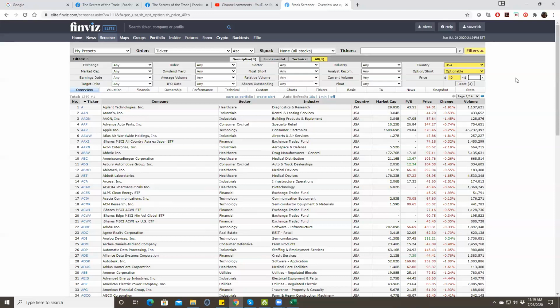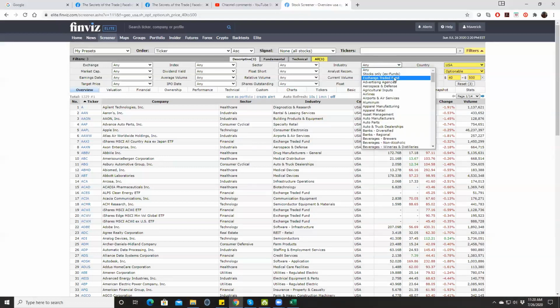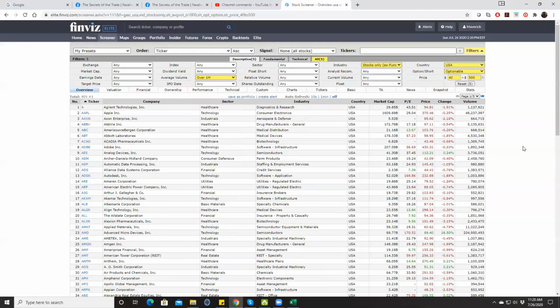I also want to exclude something like Tesla and Amazon because I simply can't afford those stocks. They're just too expensive. These stocks move too big for the defined risk that I want to take. So the most expensive that I could imagine is a $500 stock. Then I also want to make sure that I filter out any ETFs. I don't want to look at ETFs. I only want to look at stocks. Next, I want fairly actively traded stocks. So I want the stocks that have an average volume of over 1 million shares.